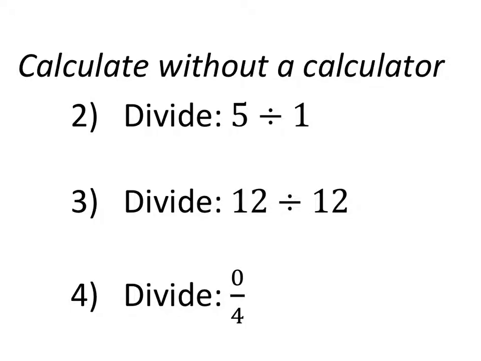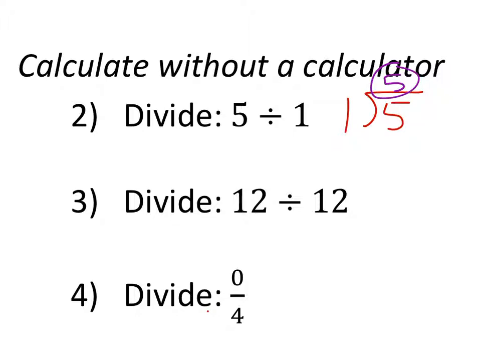I'll calculate these without a calculator. So number 2, this one is 5 divided by 1. How many times does 1 go into 5? 5 times. There's our answer.